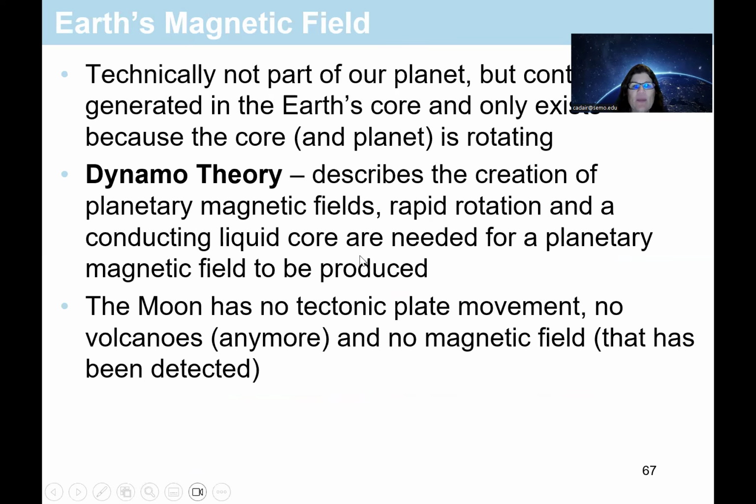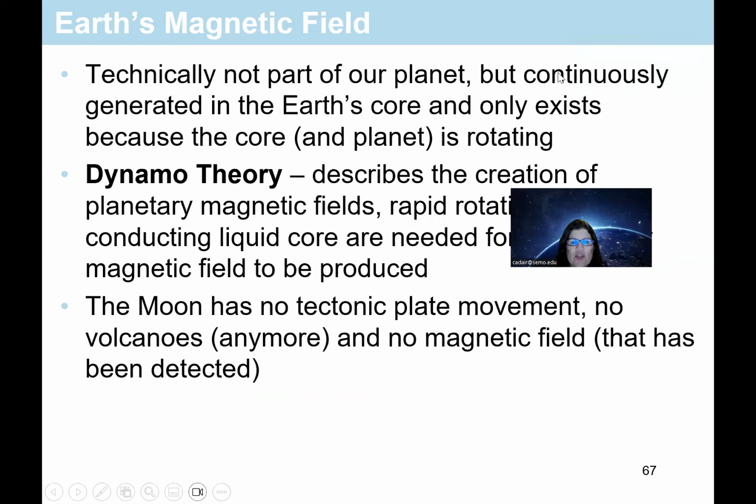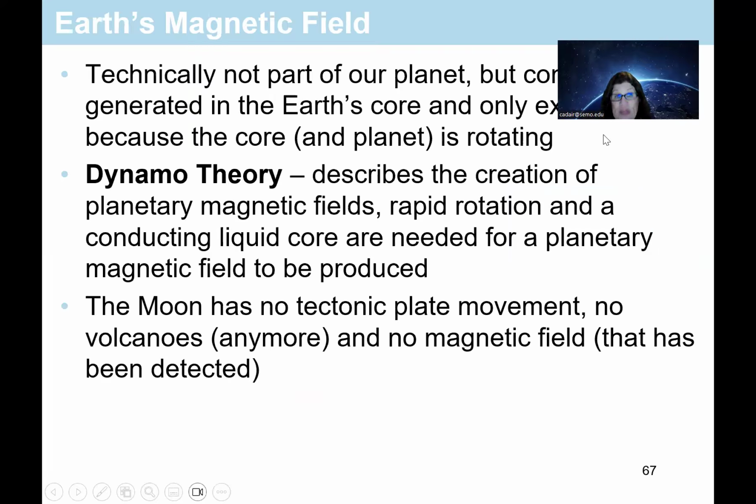Okay, so technically not part of our planet, the magnetic field is continuously generated by Earth's core, and it only exists because the core is rotating. This dynamo theory describes the creation of planetary magnetic fields: rapid rotation, and so on. Because we have the solid core and the liquid layer moving, and the core travels, I think, a second or so faster than the mantle, so it's spinning a little bit faster, we're able to create this magnetic field.